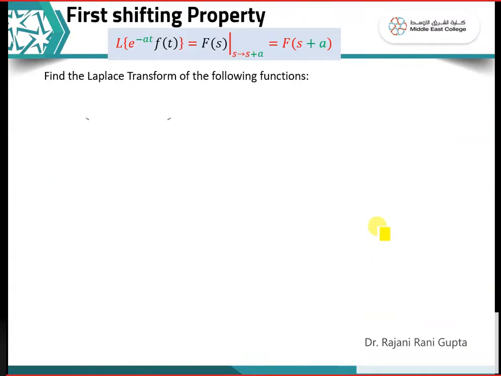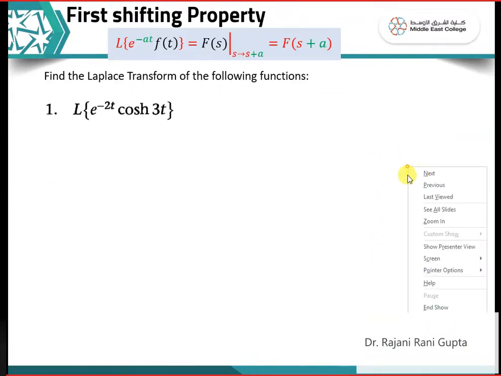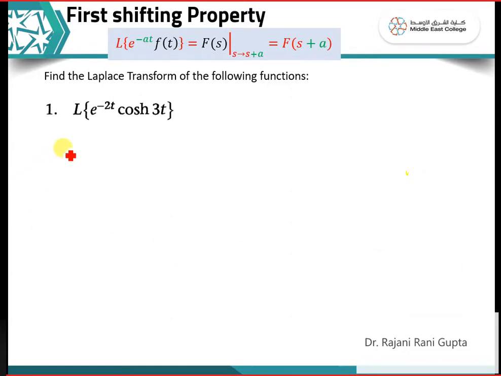So let's take another example: e power minus at cos hyperbolic of 3t. Again we compare it with this rule, e power minus at f of t. This term gives you the value with which s is to be replaced. So s is replaced by s, if it is minus a, we say plus a. So if it is minus 2, we say plus 2. And cos h 3t we use to get the value of the Laplace transform.